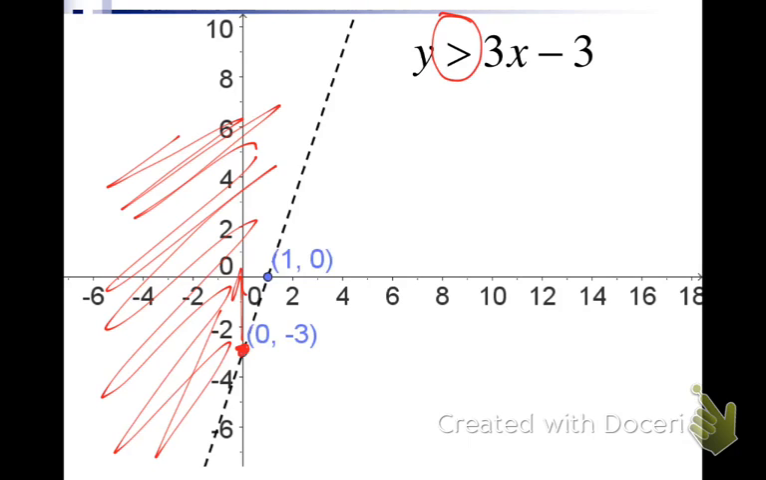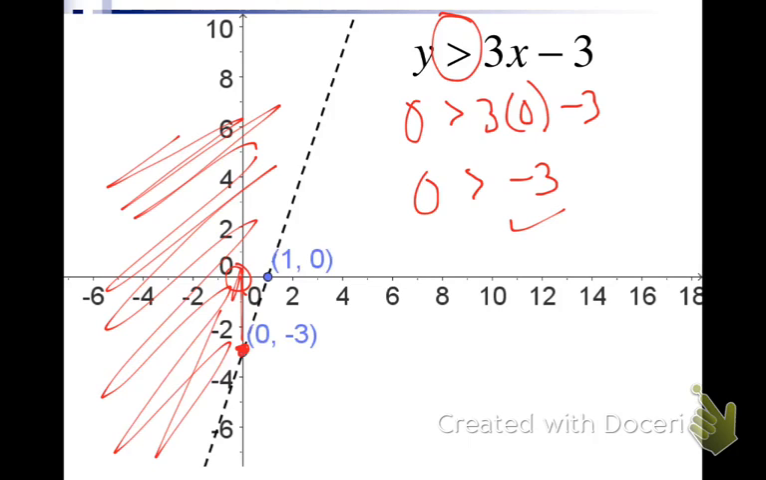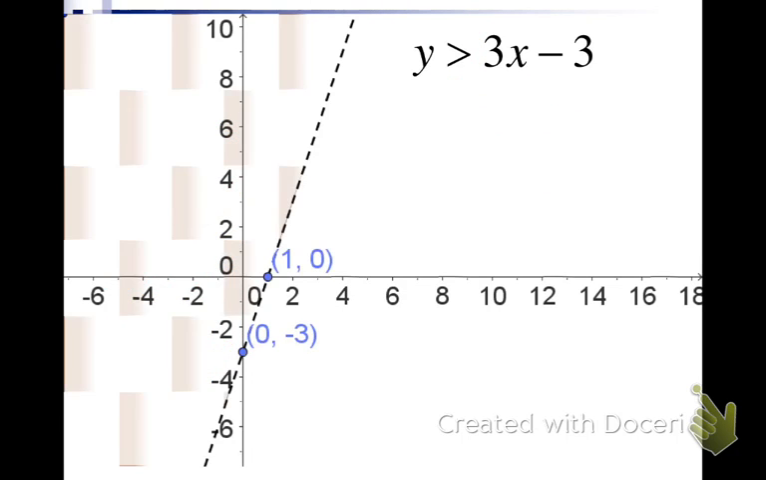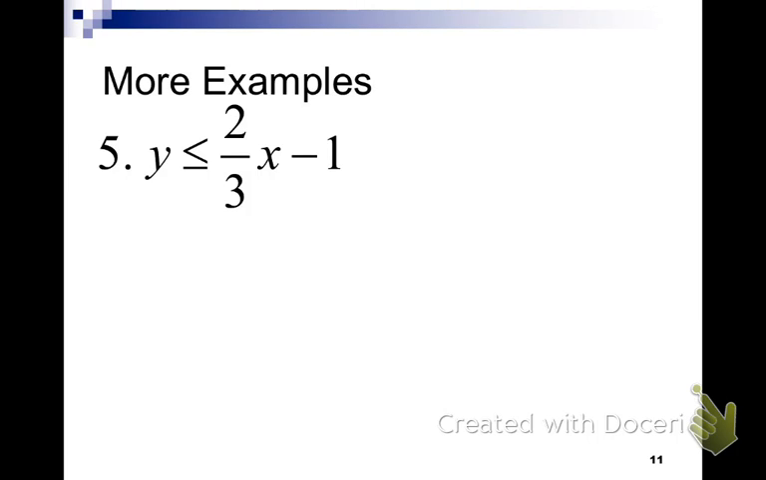Okay? And an easy way to check is just to check to see if you have a value. Like if I want to plug in 0, 0 and see if that works. Is 0 greater than negative 3? It should fit my equation. Well, you bet it is. Okay, positive or a non-negative is always bigger than a negative. So shade everything above, and I'm good to go.